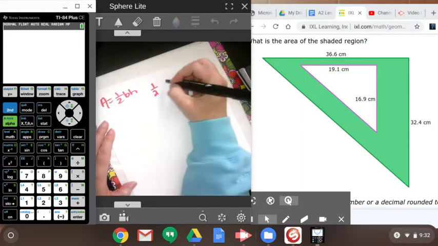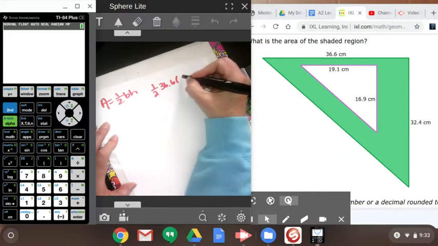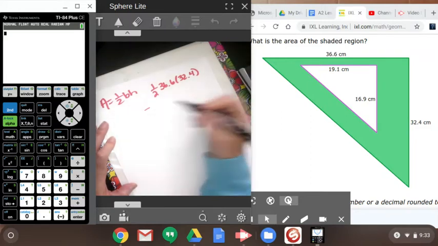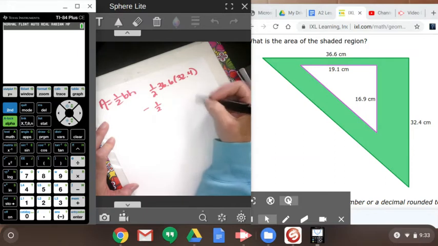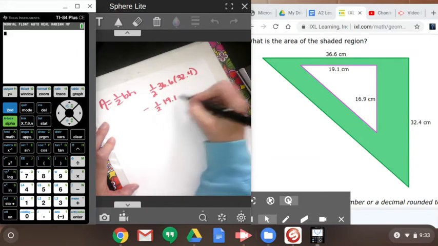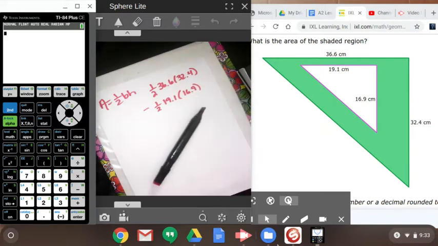So that looks like 1/2. The base is 36.6 and the height looks like 32.4. And then we're going to subtract from that the smaller one that looks like it was cut out from the inside, and that looks like 19.1 and 16.9. I'm going to plug that in my calculator just like that. So 1/2, I'm going to use 0.5 on that, times 36.6 times 32.4.